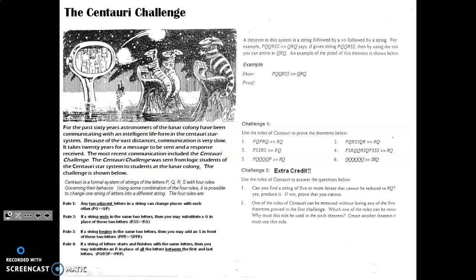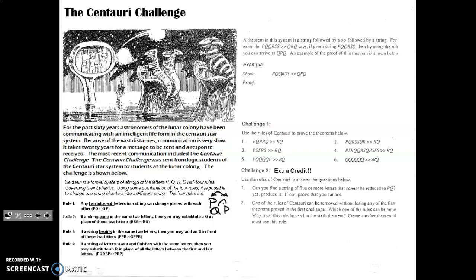So if you look at this real quick, rule number 1 allows you to switch any 2 adjacent letters. I only have P, Q, R, S. So if I have a P and a Q, then I could just switch those 2 letters around and give me a QP, not a QR.